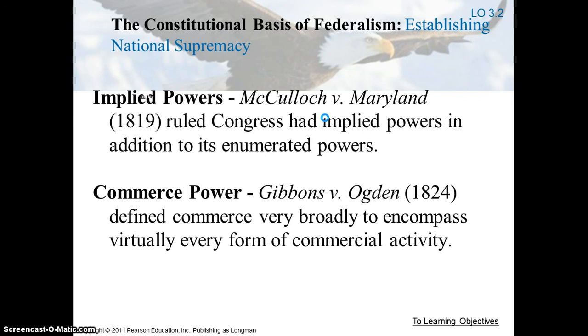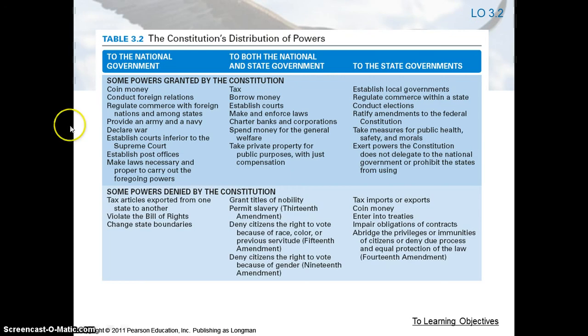So let's talk a little bit about how the national government got to where it is. The national government has things called expressed or enumerated powers. These are the powers that are written into the Constitution. So if I back up a slide, that would be these powers right here. These are going to be your enumerated or expressed powers of the national government.